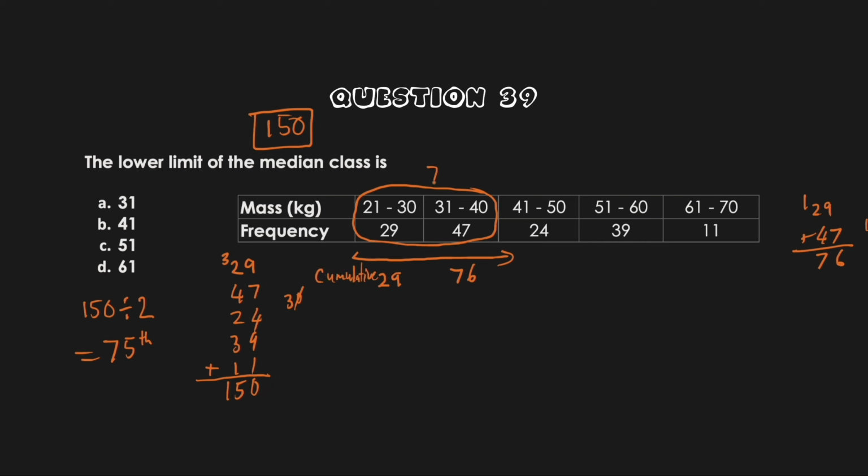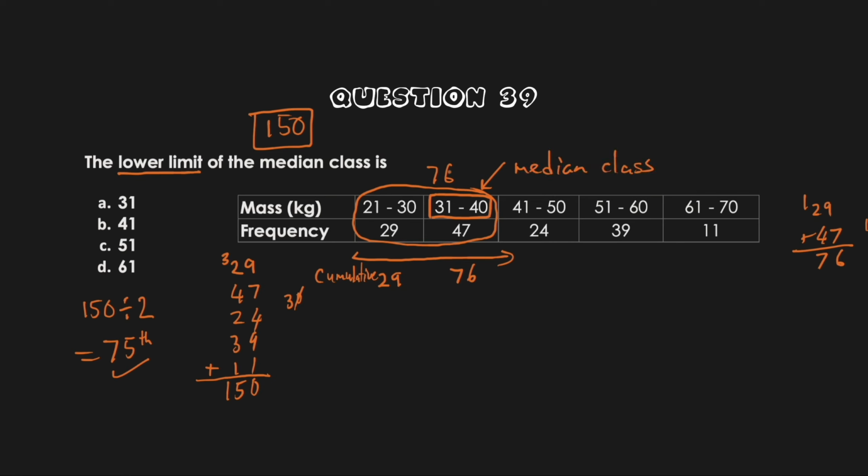So 76 people are inside here. Now we are looking for the 75th person. Where does the 75th person lie? That means the 75th person must lie between this class interval here, 31 to 40. So the question wants us to know the lower limit of this median class. This here is the median class, because as I said, the 75th person falls somewhere in here.